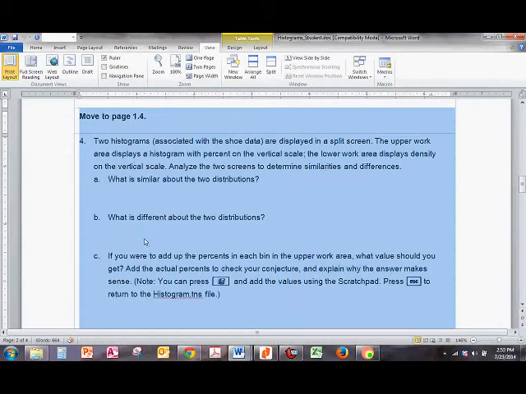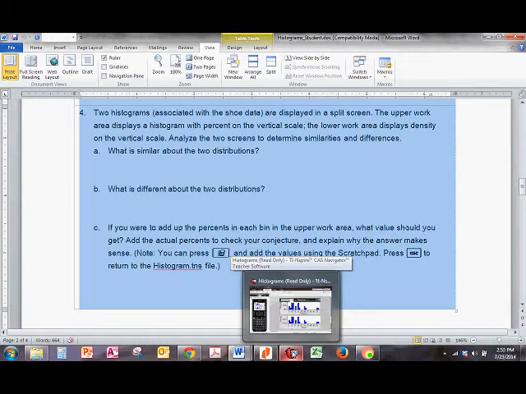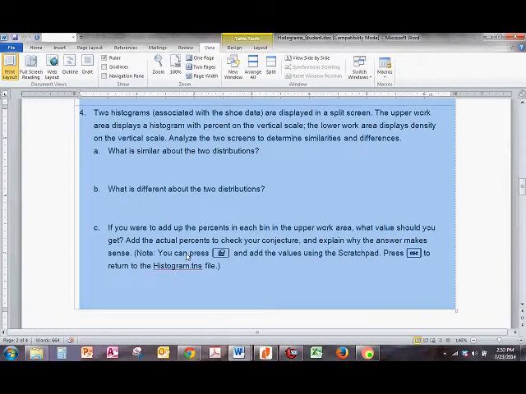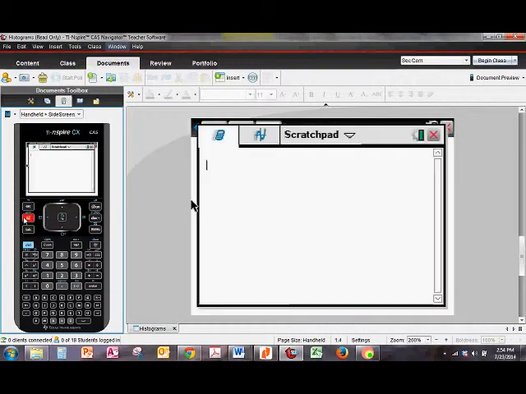If we come down here to C, it says if you were to add up the percents in each bin in the upper work area, what value should you get? Okay, just go ahead and add. So we're going to go ahead and click here. Note it gives us a hint. You can press the calculator button, add the values using the scratch pad. Press escape to return to the histogram. So what it's asking us to do here is if we come here, notice that's 8.70%. So it's saying I can click over here to find my scratch pad.